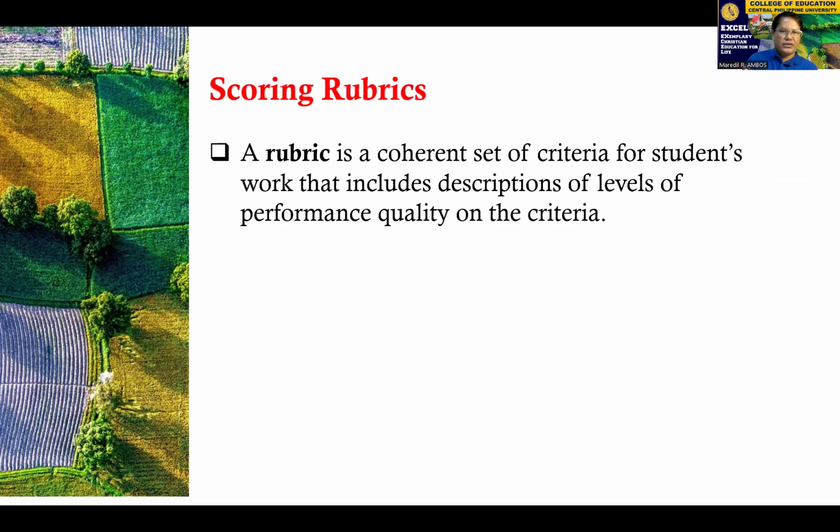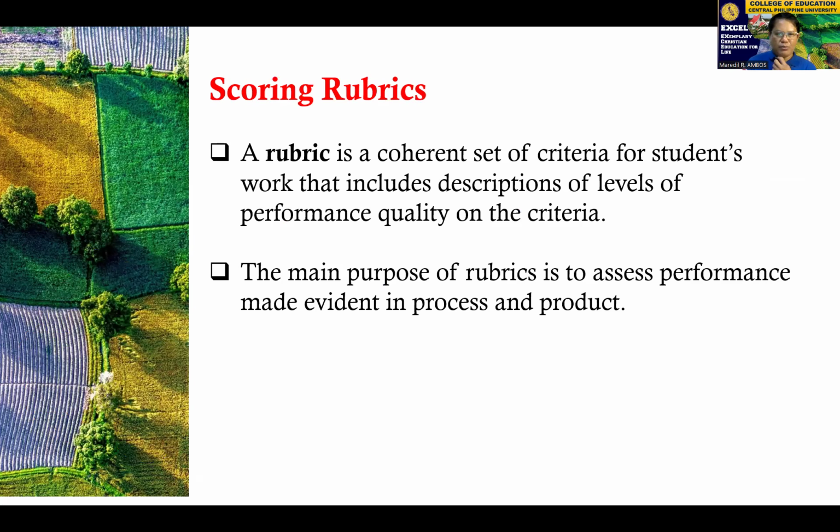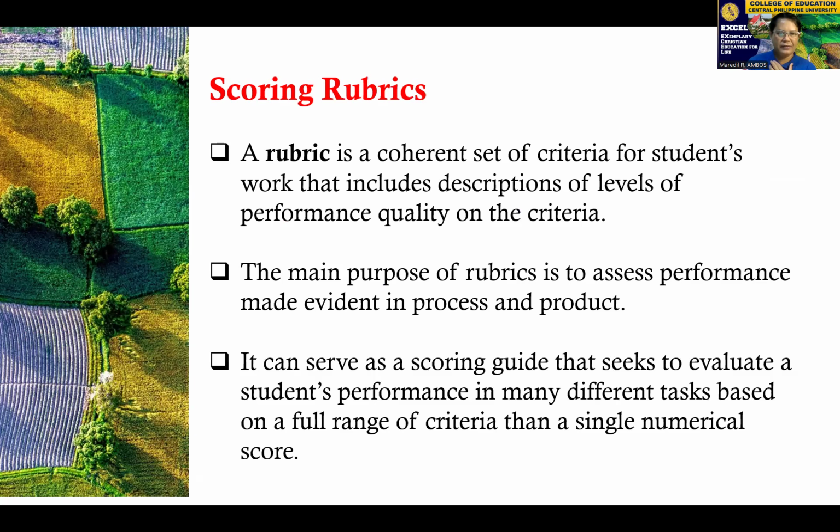So here is the information about scoring rubrics. The first is that a rubric is a coherent set of criteria for students' work that includes descriptions of levels of performance quality on the criteria. The main purpose of rubrics is to assess performance made evident in process and product. And lastly, it can serve as a scoring guide that seeks to evaluate a student's performance in many different tasks based on a full range of criteria rather than a single numerical score.